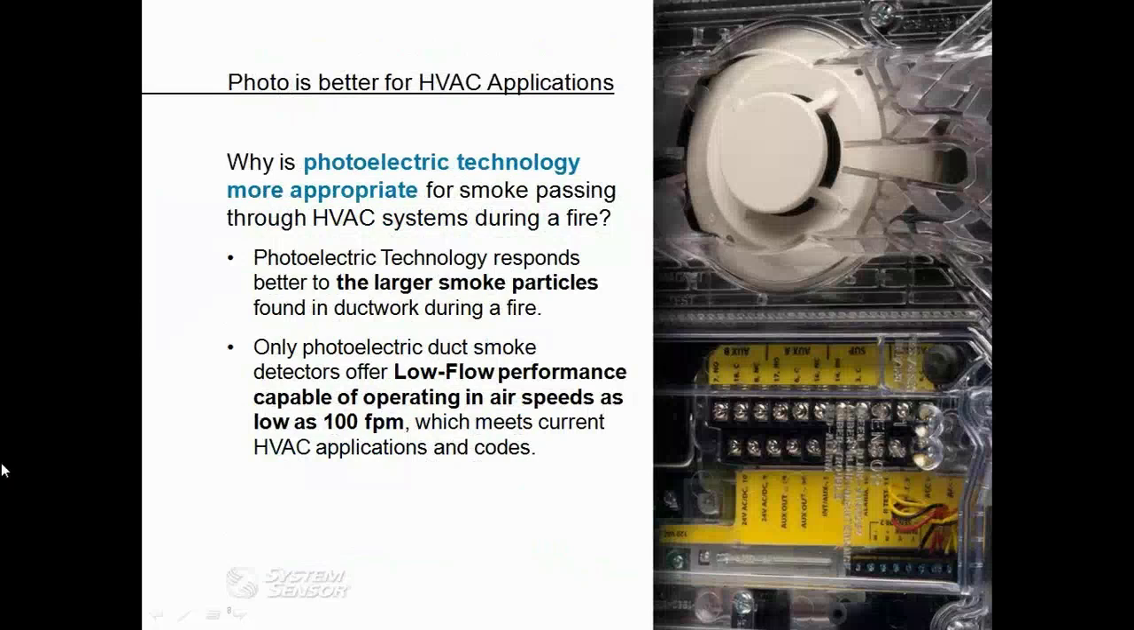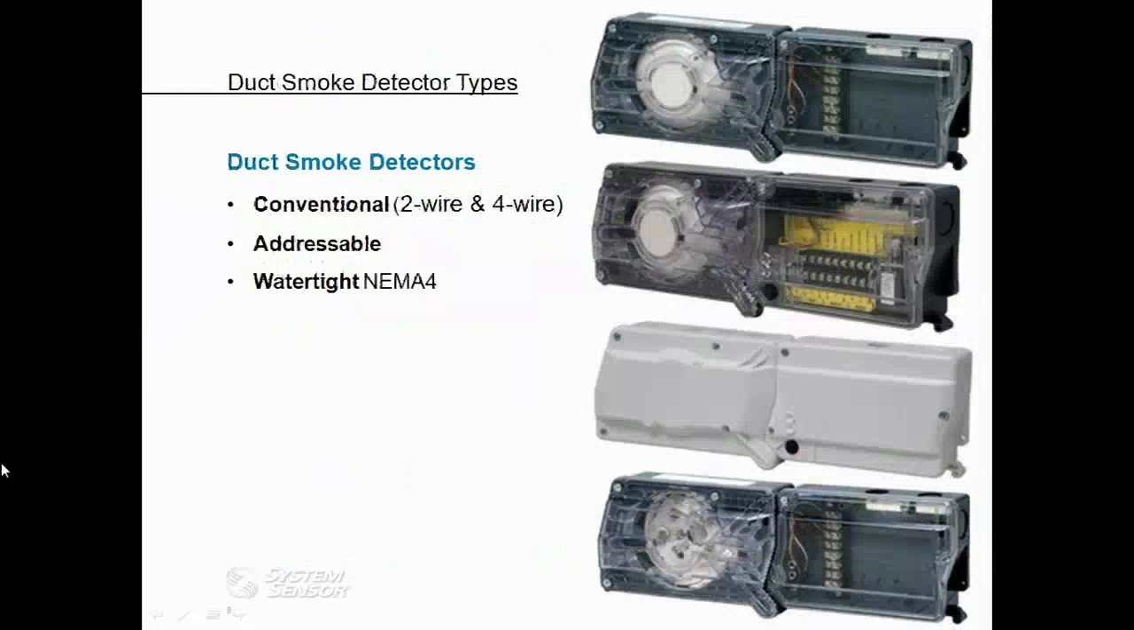On an earlier slide, I mentioned that photoelectric technology is the preferred method for duct smoke detection according to NFPA. This is because in duct applications, smoke particles are usually larger, which photoelectric technology responds better to. Also, photoelectric technology duct smoke detectors are the only option for use in low-flow applications. Typically, ionization detectors can only be used at air speeds as low as 300 feet per minute. So overall, photos can be utilized in a duct housing in a wider range of applications, and they can be installed in air speeds as low as 100 feet per minute, which meets the current code requirements.